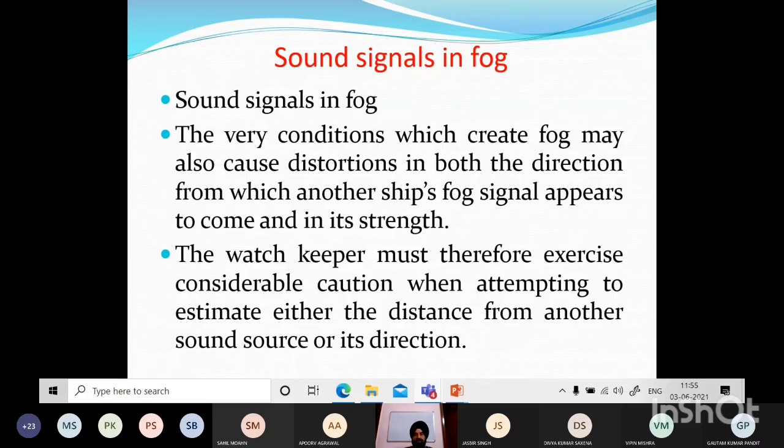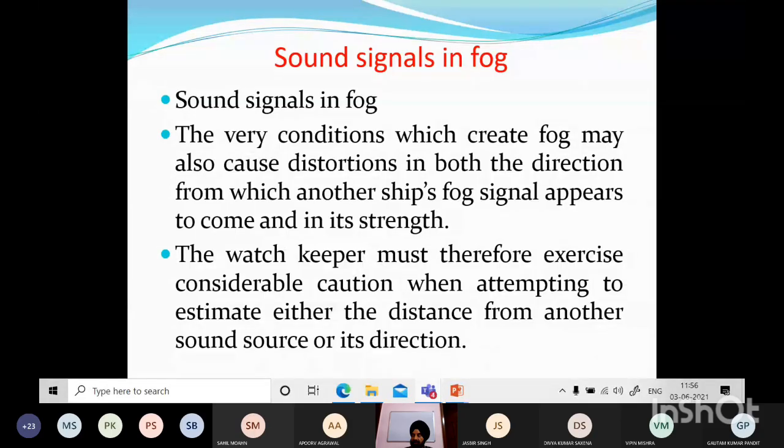Now sound signals in fog: the very conditions which create fog may also cause distortions in both the direction from which another ship's fog signal appears to come and in its strength. Of course we see the fogs, and very commonly, due to this thick fog, it is very difficult to make out from which direction the ship's fog signal is coming. So it is very misleading.